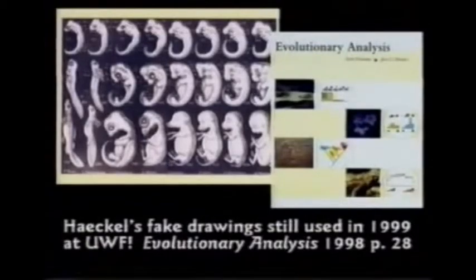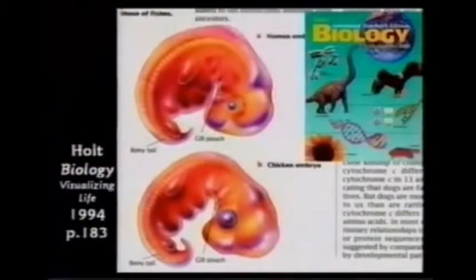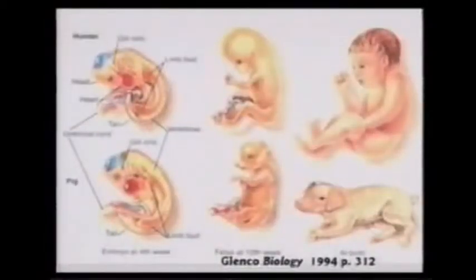Here's a textbook used at the University of West Florida, in the middle of the Bible Belt. It's only been proven wrong 125 years ago. I know it takes a while to get textbooks up to date, but that ought to be plenty of time. That's stupid. Those are not gill slits on the embryo. Here's an Irish textbook. I was just there a few months ago. It says the embryo has gill slits. That's baloney. This one says the embryo has gills. Glencoe Biology says they have gills. Proven wrong 125 years ago.